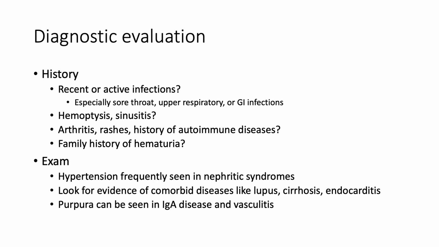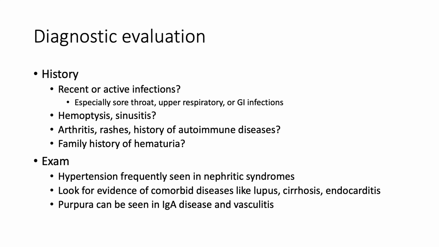So when you're doing your diagnostic evaluation of nephritic syndrome, you want to get a good history. Have they had any recent or do they have a current infection? You're especially worried about sore throats, upper respiratory infections, GI infections. Do they have any hemoptysis or sinusitis that might make you think that this is a renal pulmonary syndrome, like an ANCA vasculitis or anti-GBM disease? Do they have any arthritis, rashes, or history of autoimmune diseases that would make you think of lupus or a vasculitis? And do they have any family history of hematuria that might make you think this is more like Alport's disease?